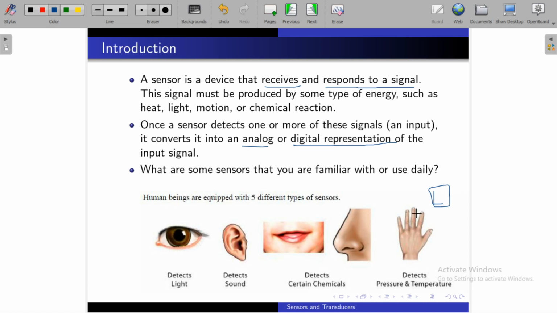Responding to a signal means that signal is being converted into an output with readable format. Sensors do quantify. Sensors do quantify the conversions. So when you touch a hot plate, it is your brain that tells you it is hot, not your skin. Your skin will not tell you the hotness of the plate.